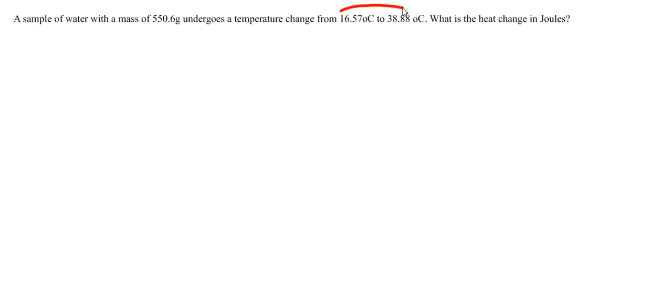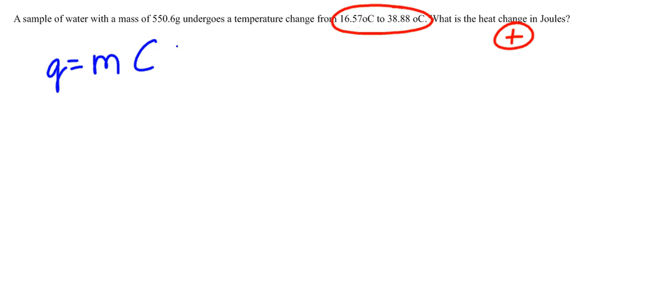Well, if I look at my temperatures right there, I'm going from 16.57 to 38.88. So my temperature is going up. Chances are my heat change is going to be positive. All right, so let's go ahead and find that out. My formula is Q equals mc delta T. I don't have to rearrange this equation at all to get what I'm looking for. I'm looking for Q, because that's what joules is. Joules is the unit of energy, and Q is my variable.